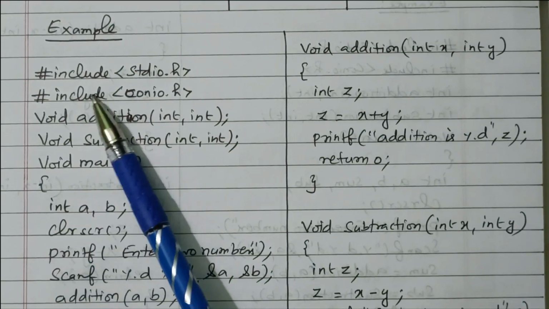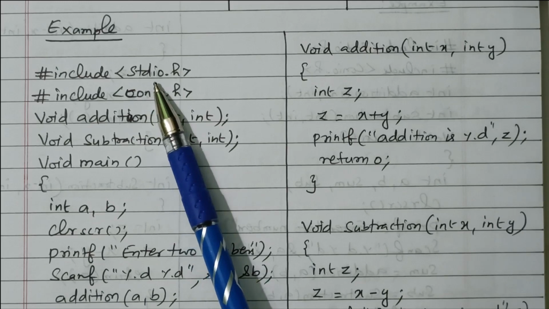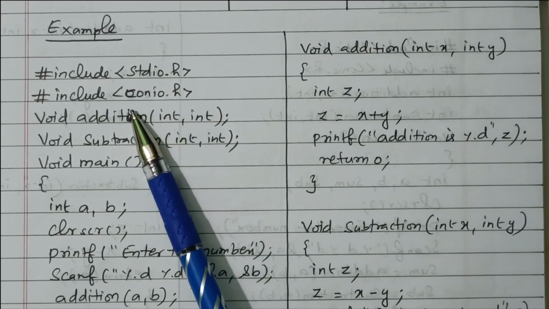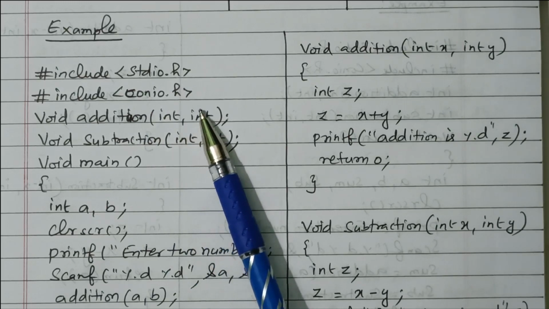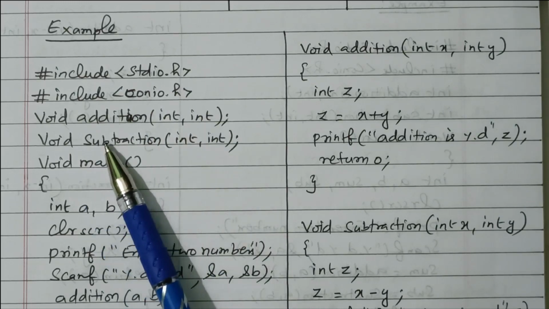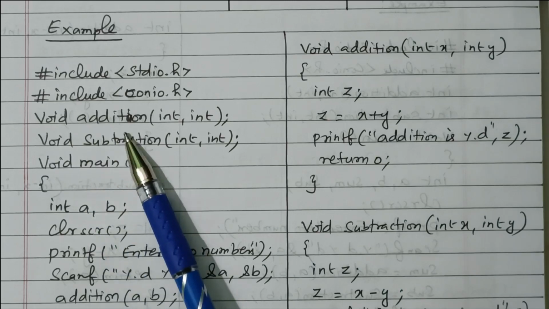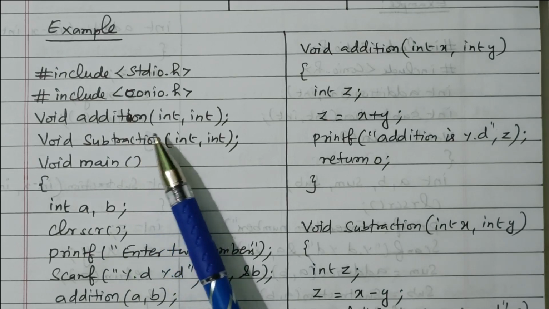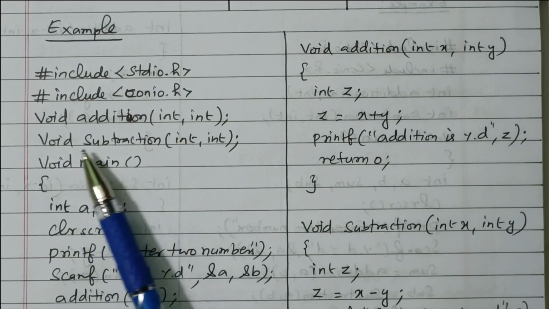Example 1. First we need to include the header files: stdio.h, standard input output, and conio.h, console input output. These two header files are included. Then we are declaring the functions. Before the main program, the functions are declared. We have two functions, addition and subtraction. We are going to add two numbers and subtract two numbers. So this is called function declaration.